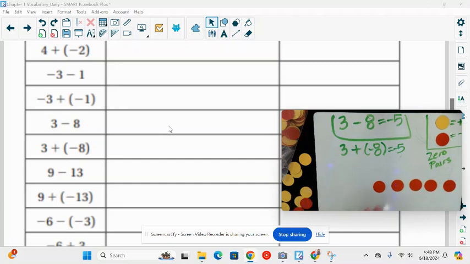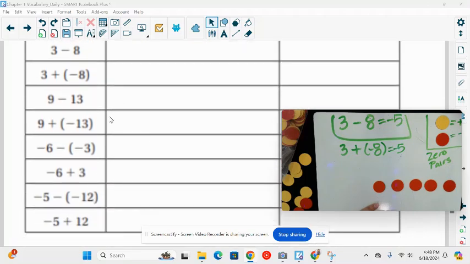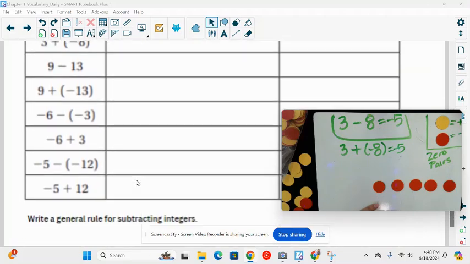So what I'm going to have you do is, using your notes, I want you to finish these last problems right here and fill out your chart. So I want you to pause this and do that.